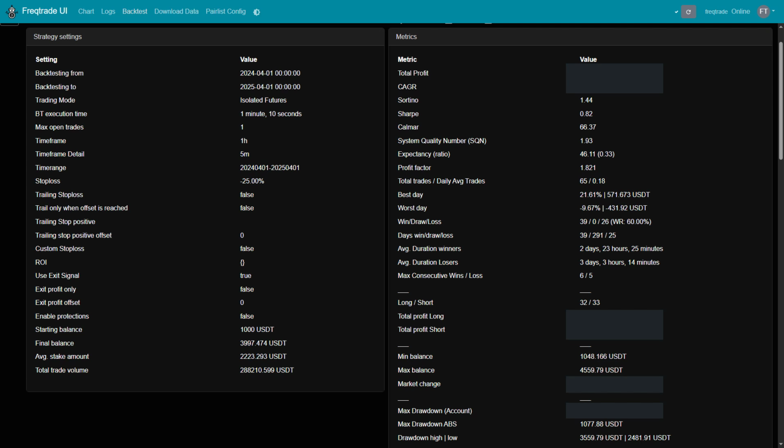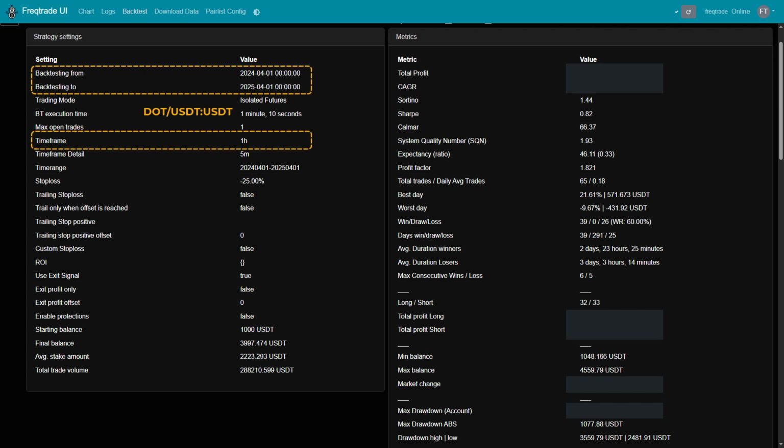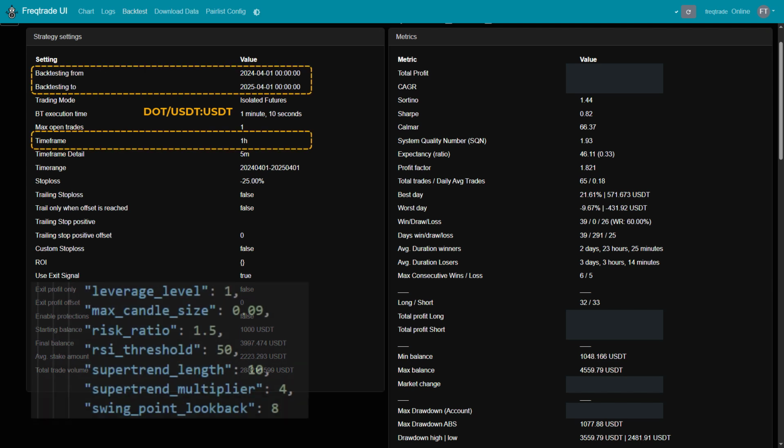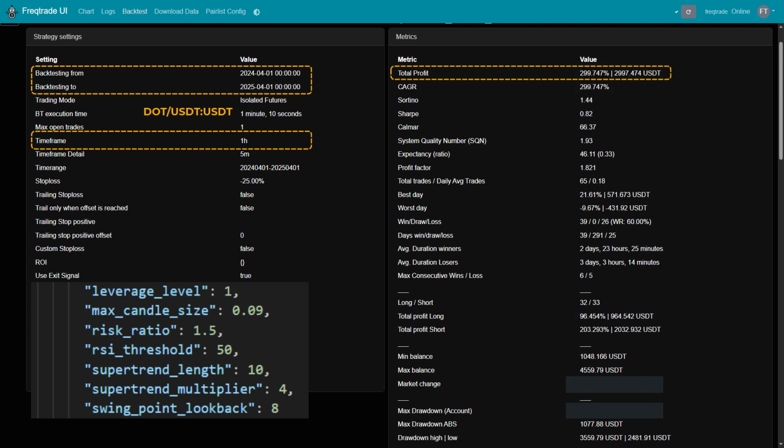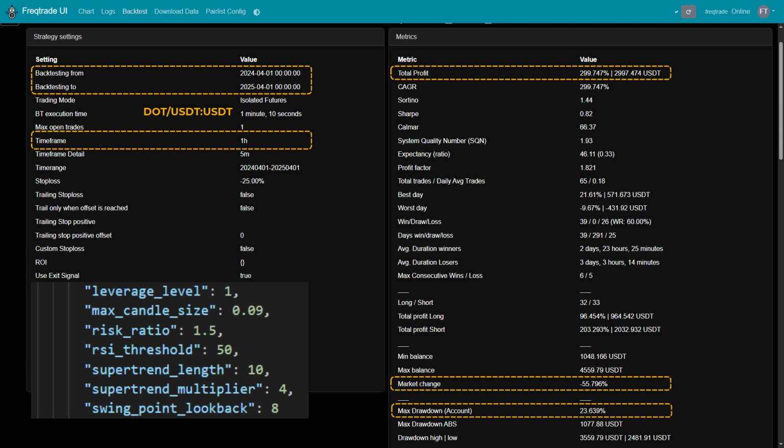We ran the backtest on DOT perpetual futures using a 1-hour time frame over the past 1 year, with the strategy optimized using our selected parameters. Now, let's break down the results. The strategy delivered a total profit of 299%, which is quite impressive. During the same period, the market itself declined by 55%, highlighting the strength and effectiveness of this approach in bearish conditions. The maximum drawdown was 23%, indicating that while there were some pullbacks.